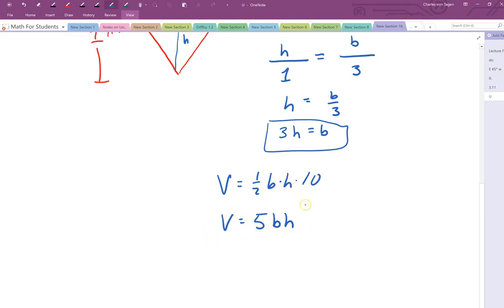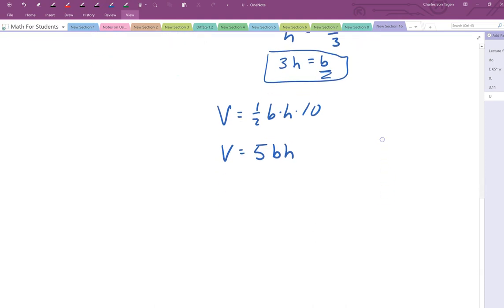I didn't want to implicitly differentiate this yet because it had the variable b in it, and I could actually replace the variable b through this substitution. So here we go. This gives us that the volume is equal to 5 times the base, but we're replacing the base with 3h times h. So this gives us that the volume is equal to 15h squared.